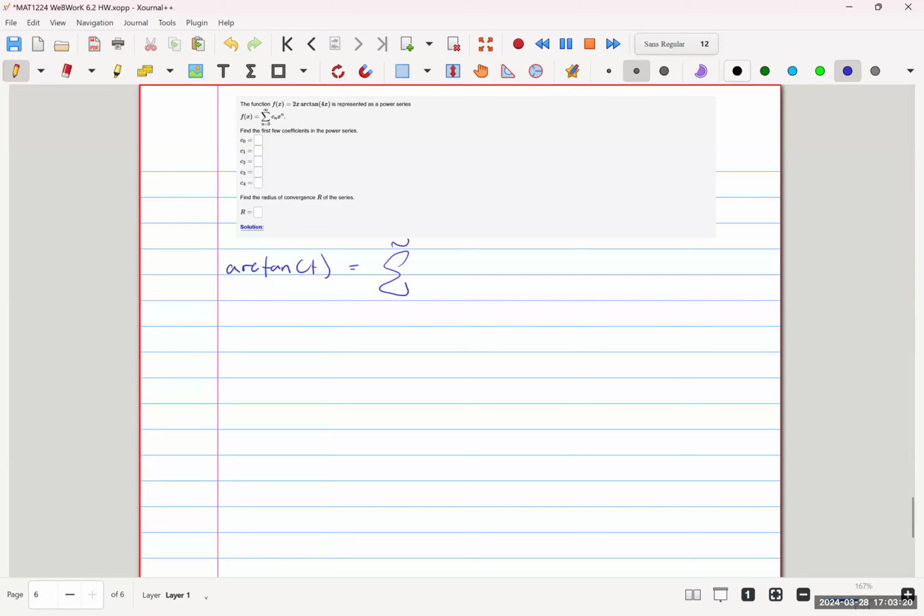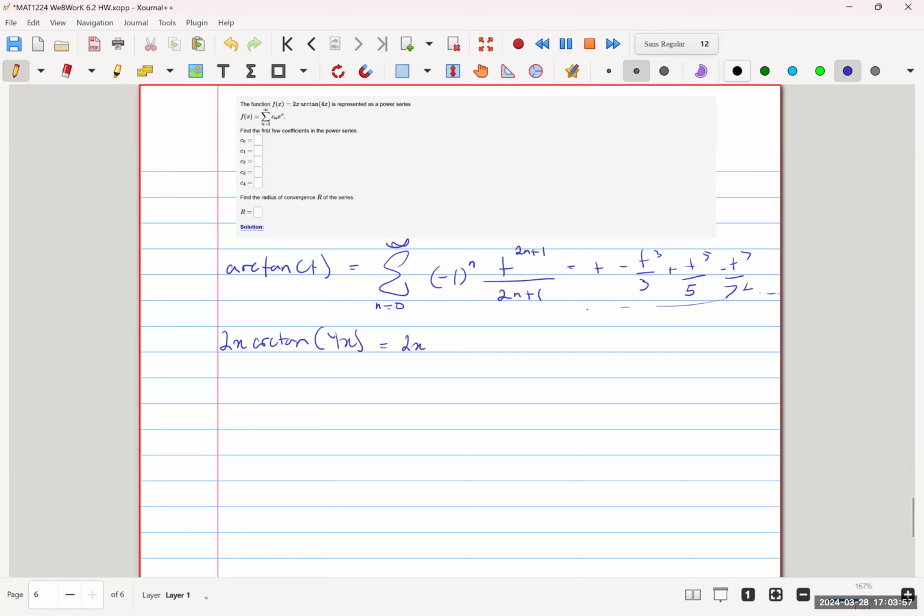We know that to be alternating and t to the 2n plus 1 over 2n plus 1, which is just t minus t cubed over 3 plus t to the 5 over 5 minus t to the 7 over 7, and so on. That doesn't quite matter as much, but we can adjust that. Now we have 2x arctan of, I believe, 4x.